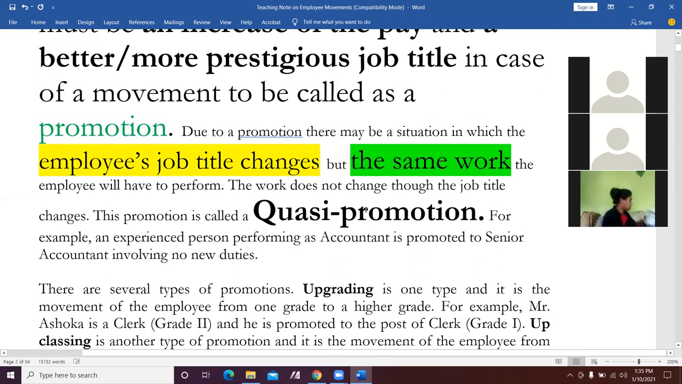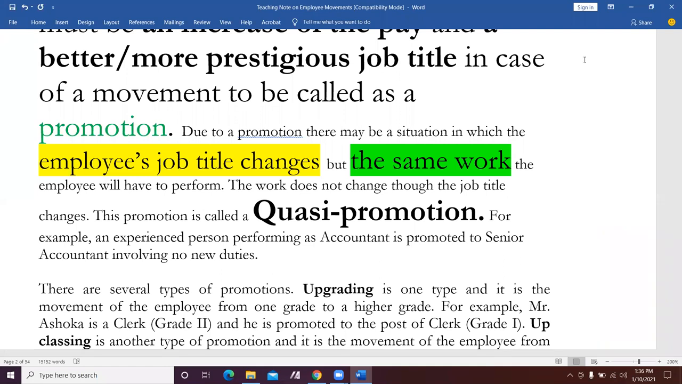Then there is a word called quasi-promotion. What is this? Is that a promotion? It's not a normal promotion. How does it differ from a normal promotion? It differs because a quasi promotion doesn't involve increased responsibilities. Increased duties and associated increased responsibilities are not there with regard to that promotion. Simply a better title and a better pay. The employee has to perform the same duties. The employee has to be responsible for the successful performance of the same tasks and duties. That is called a quasi promotion.